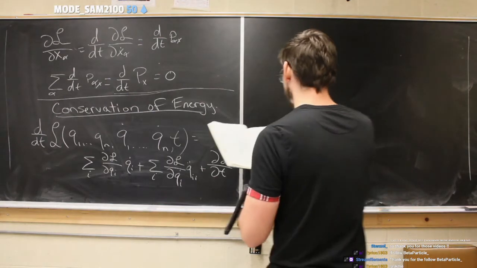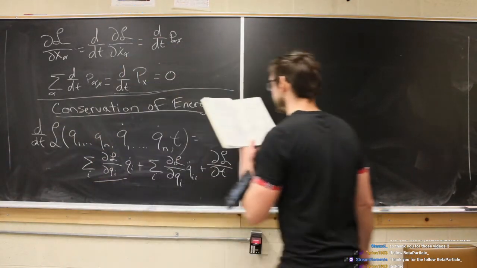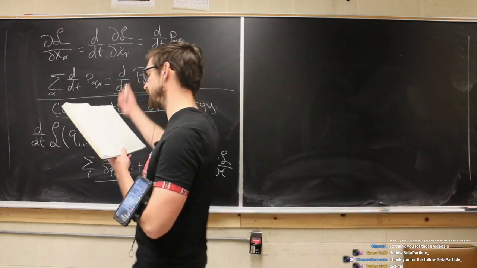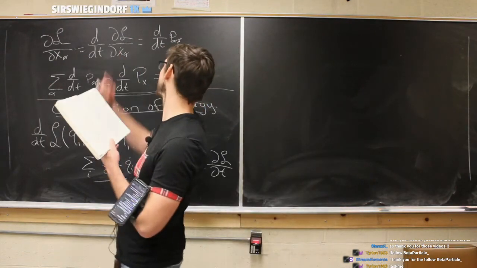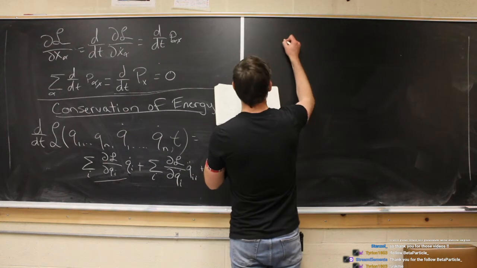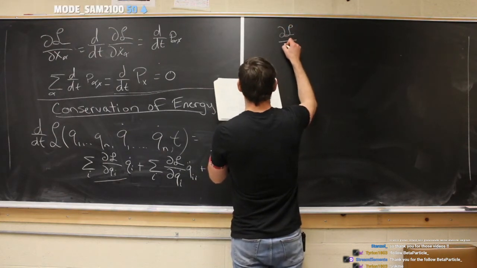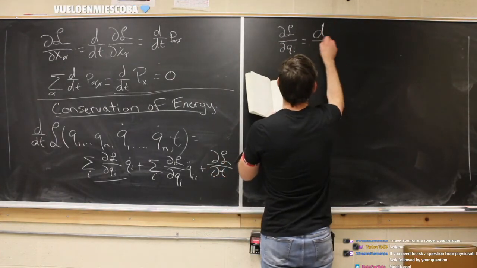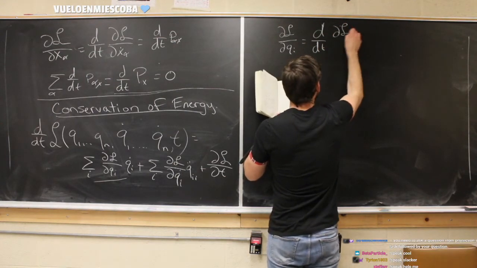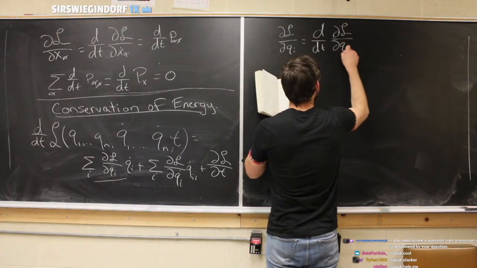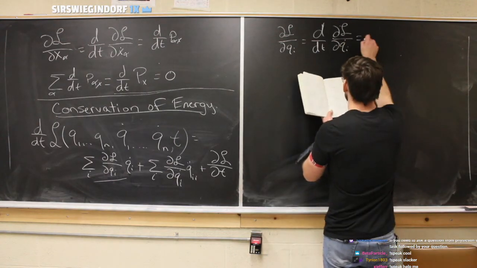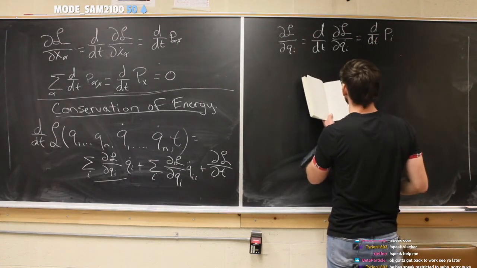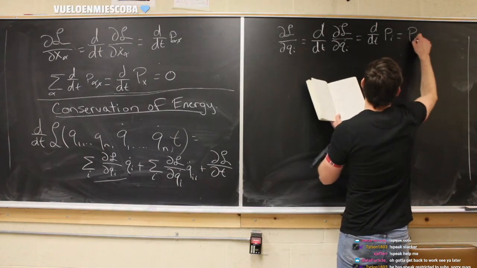Now if we replace this first sum right here with the generalized potential, we're going to do the same thing that we did here. So we'll replace the first sum. We're going to take the derivative of the Lagrangian with respect to the generalized coordinate. It's going to equal d/dt of the change in the Lagrangian with respect to the generalized velocity. And this is going to equal d/dt times the generalized momentum. So this is the change in the momentum with respect to time.